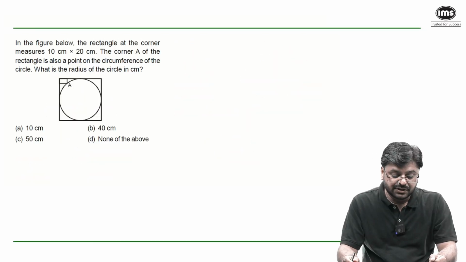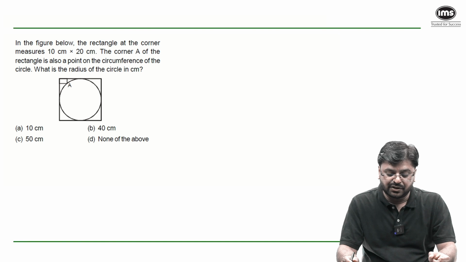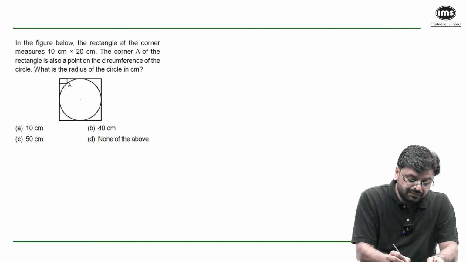In this question, in the figure below, the rectangle at the corner measures 10 centimeters by 20 centimeters. The corner A of the rectangle is also a point on the circumference of the circle. What is the radius of the circle in centimeters? Let's assume the center of the circle to be O.